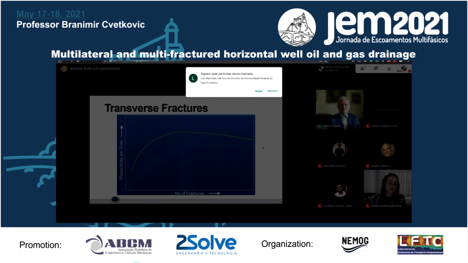Now we have a transverse fracture. You have productivity per fracture. As you see, the shape is different. My shape is different because I am telling you that this is going to be maybe like that.